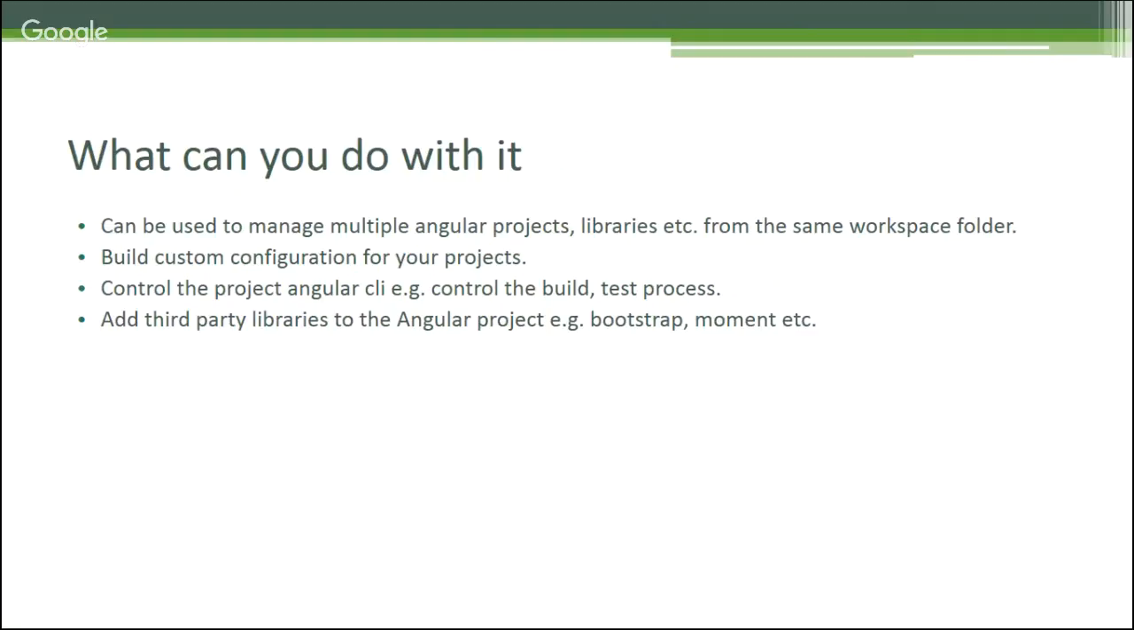Now, this file controls the build process for your Angular CLI itself, not the global one, but specific to your project. So you can say, for instance, when you are serving Angular, the default port is 4200. For my project I want to change my port number to use a different port. You can do that using your Angular.json file as well. And then you can add third-party libraries to the Angular project, such as Bootstrap, Moment, and stuff like that. You can add them using the Angular.json file. So that's some of what you can do with it.